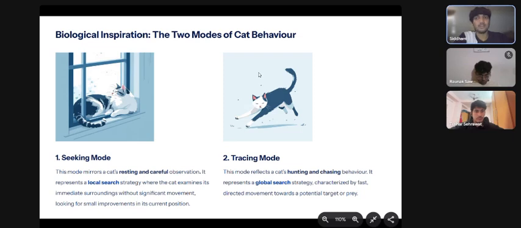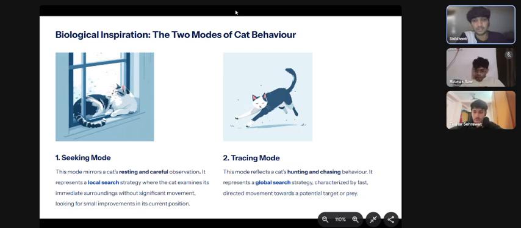So next one is biological inspiration. So this algorithm is majorly inspired by two modes of cat behavior. First one is seeking mode. That basically mimics the resting and careful observation behavior of the cats. It represents a local search strategy. In this mode, the algorithm creates small variations of the current solution and basically picks out the best one. So it helps in refining solutions in the nearby area.